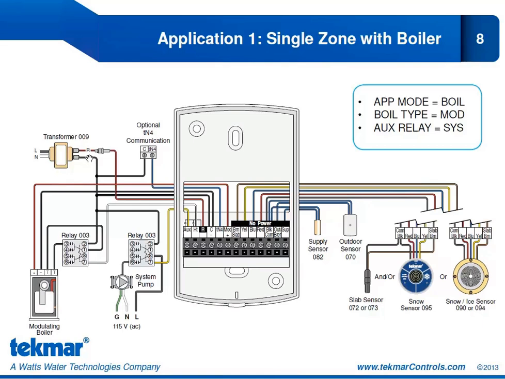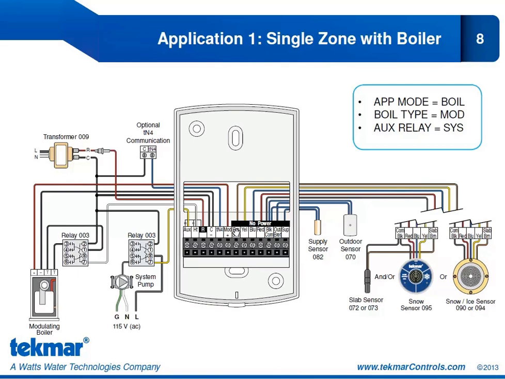So we have R coming in from the transformer. We have a wire from our auxiliary relay coming over to 7 on the isolation relay, and then 2 is going back to C on the transformer. And then whenever that auxiliary relay closes, we will have 120 volt going to our pump, and our pump in turn connected to ground and neutral. We've shown here the connection to an optional TN4 device. That could be a user switch.